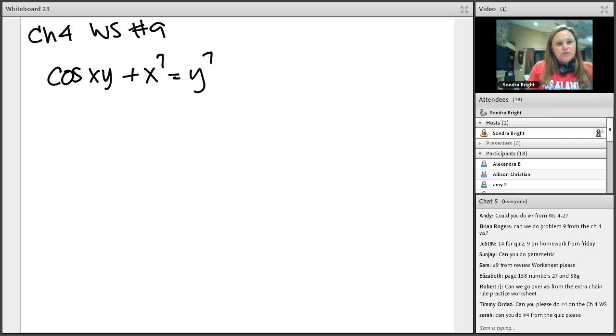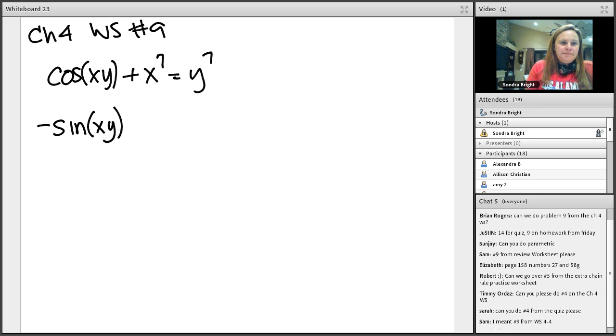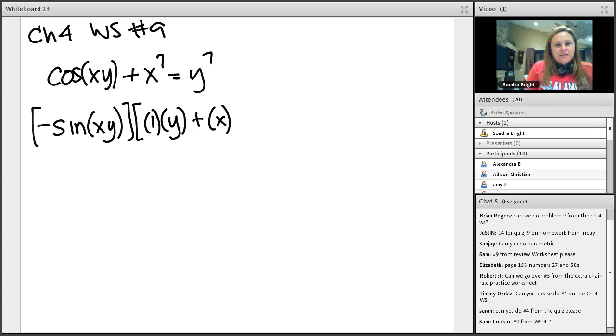Okay, so the derivative of cosine is negative sine. I'm going to put parentheses around this because it's cosine of xy, so it's negative sine of xy. But then you need to go times the derivative of x times y, which is product rule. So the derivative of x is 1 times y, plus x times the derivative of y, which is 1, but we're doing this with respect to x, so times dy/dx.